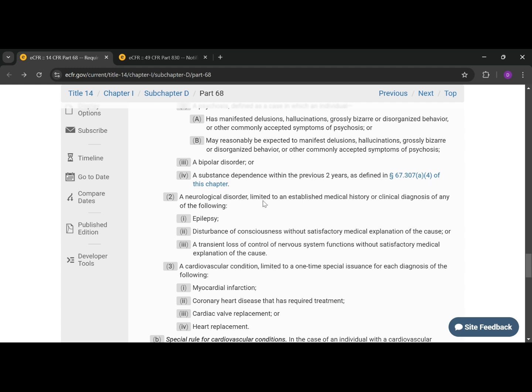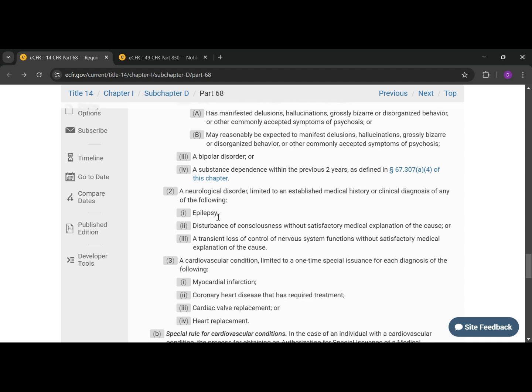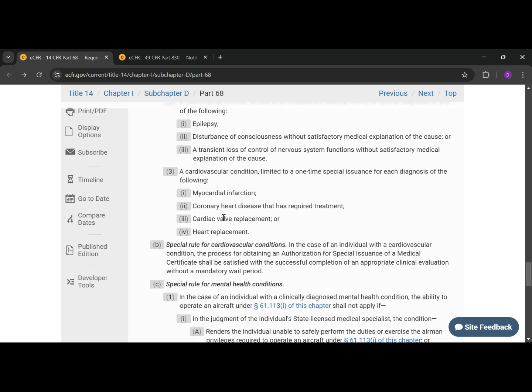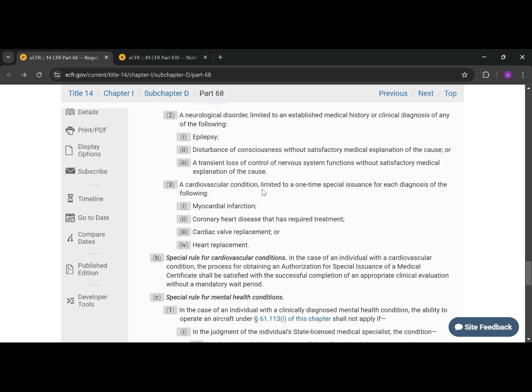A neurological disorder limited to an established medical history or clinical diagnosis of any of the following: epilepsy, disturbance of consciousness without satisfactory medical explanation of the cause, or a transient loss of control of nervous system functions without satisfactory medical explanation of the cause. A cardiovascular condition limited to a one-time special issuance for each diagnosis of the following: myocardial infarction, coronary heart disease that has required treatment, cardiac valve replacement, or heart replacement.